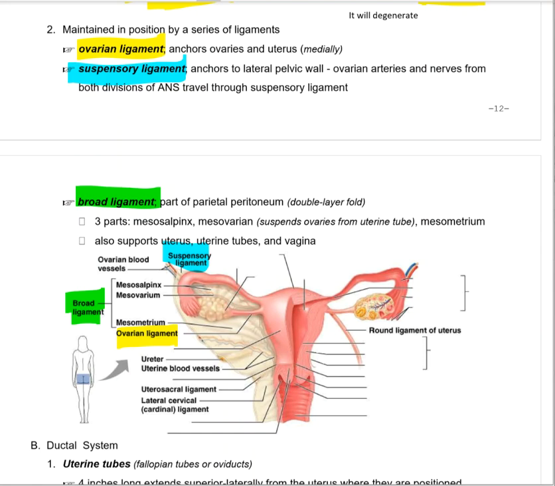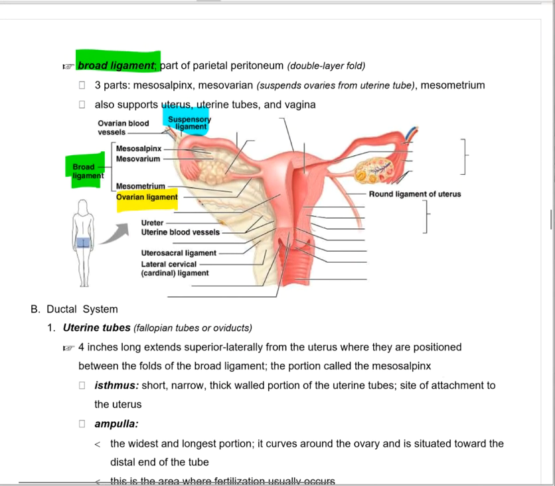The suspensory ligament is where the ovarian arteries and nerves are coming from the ANS to kind of regulate things. And that's all we need to say about those ligaments.